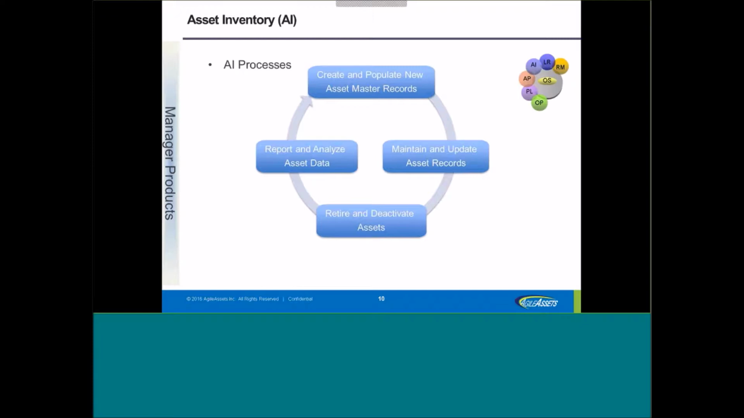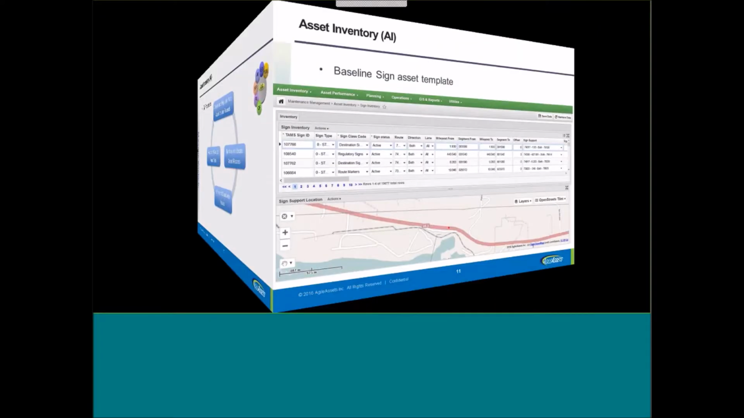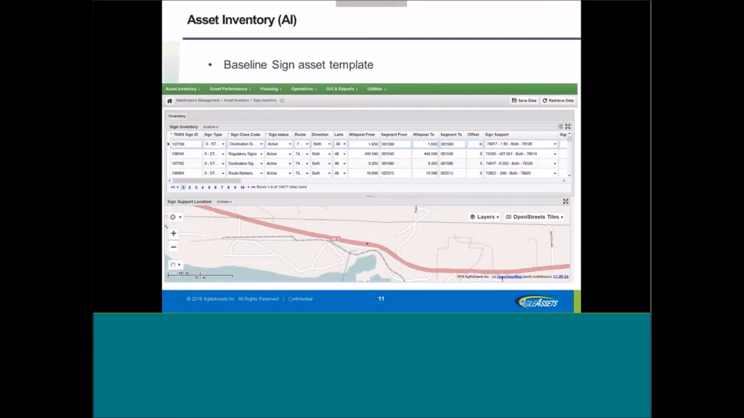You can see what is the total asset value of all my assets in a particular class. You might want to see what guardrail of a particular guardrail type do I have out here if I'm going to have to replace a lot of it, that kind of stuff. So that reporting and analyzing part of the process is also very important. So how does the maintenance manager module help you do that? Let's just look at a basic example here.